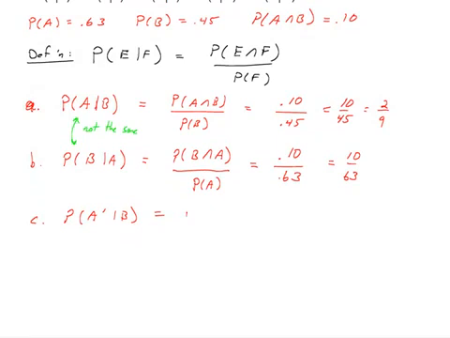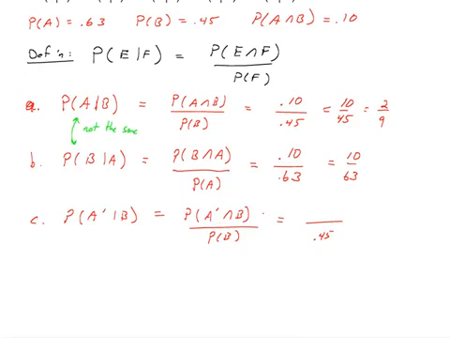So when I go to the definition here, I write out the definition. I take the intersection of these. Remember, this says A complement given B. So I need A complement intersected with the event B, and I'm dividing by the probability of B. Well, that denominator, no problem. We already know the probability of B is 0.45, but we don't have A complement intersect B.